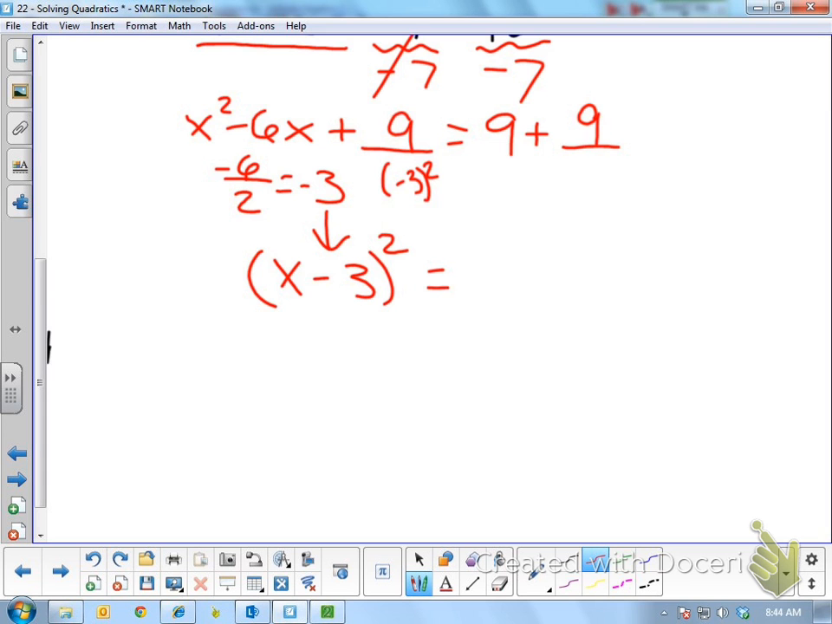The other side, I can actually combine these. 9 plus 9 is 18. And now I go to opposite operations. Now it's kind of like solving by taking square roots, because we do have to take a square root. The only way to get rid of squared is square root.